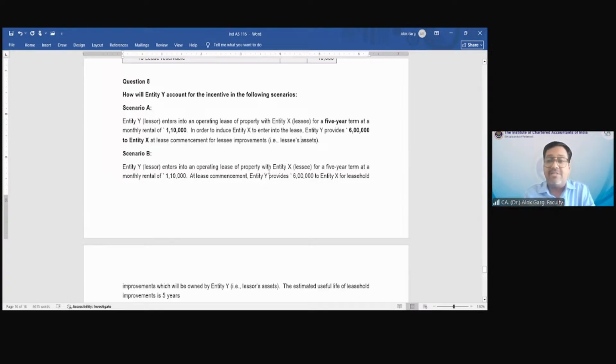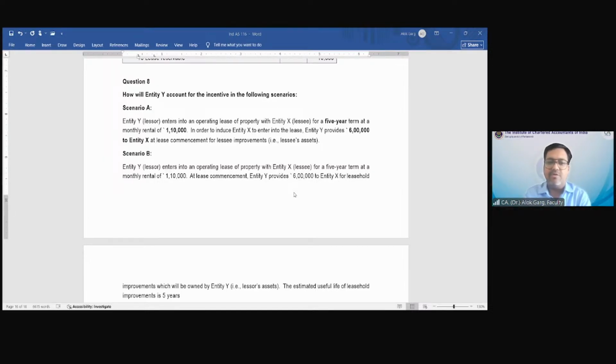So lease term is 5 years, monthly rental is 1,10,000. So lessee will pay 1,10,000 every month. But this entity Y, the lessor, has paid 6 lakh rupees to entity X on the lease commencement date. So what should the accounting be?